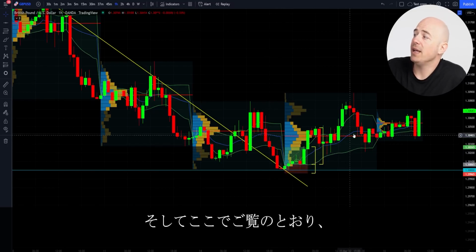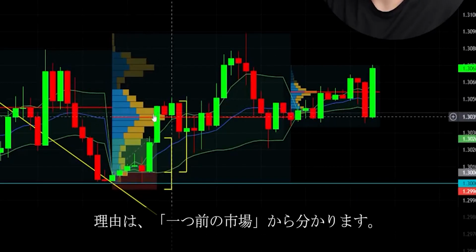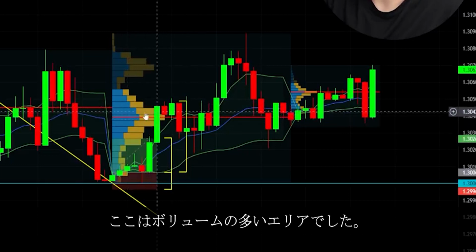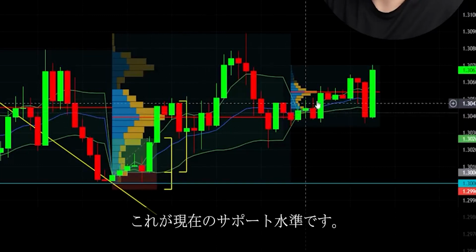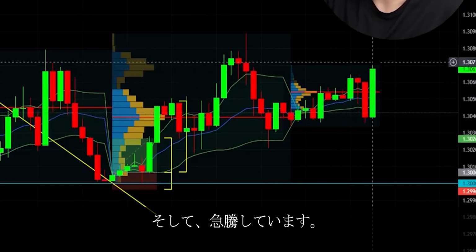And as you can see right here, we are now pushing up from this area because in the previous session, this was the high volume area. This is now the level of support. Price came down to test it, rejected it, and is shooting up.